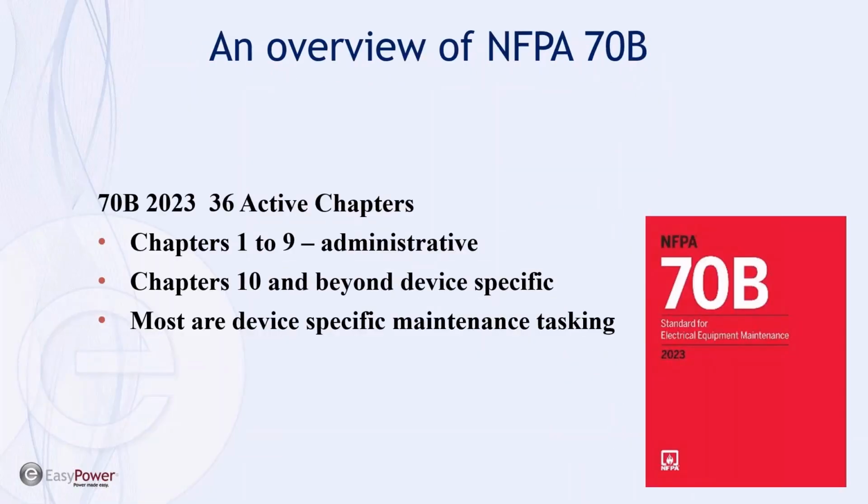I'm going to do a bit of an overview of the 70B standard as kind of an introduction here. We're only going to go through chapters 1 through 9 in the overview. There are 36 chapters in total that are active in the 70B standard, but from chapter 10 and beyond, it's really talking about device-specific maintenance and tasking. So we can get a good feel for what's in 70B, standards that we now need to wrestle with, as we simply look at chapters 1 through 9.